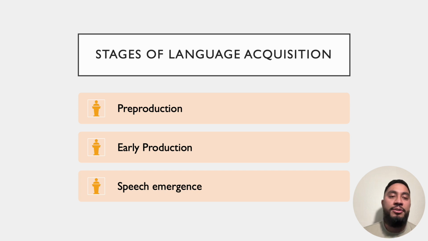Next, we have the speech emergence stage. This can last up to a year, and this is where students develop over 3,000 words and begin to speak in short sentences, ask simple questions, and engage in basic conversation.